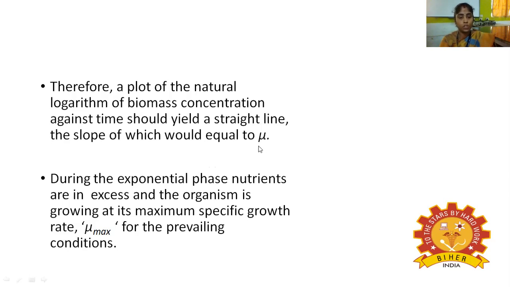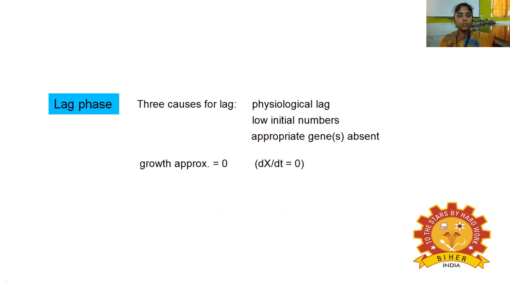Mu can also be written as the maximum specific growth rate, which means that in the exponential phase all the nutrients are taken up by the microorganism, so the maximum amount of product is formed. So mu can be written as mu max, and the equation becomes xt is equal to x0 into e to the power of mu max into t.